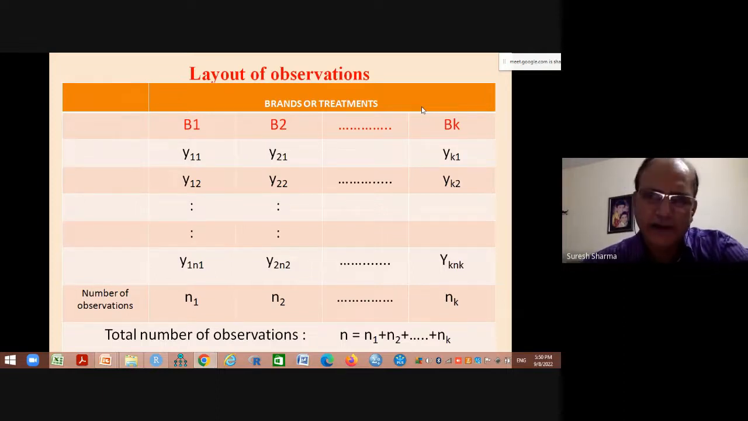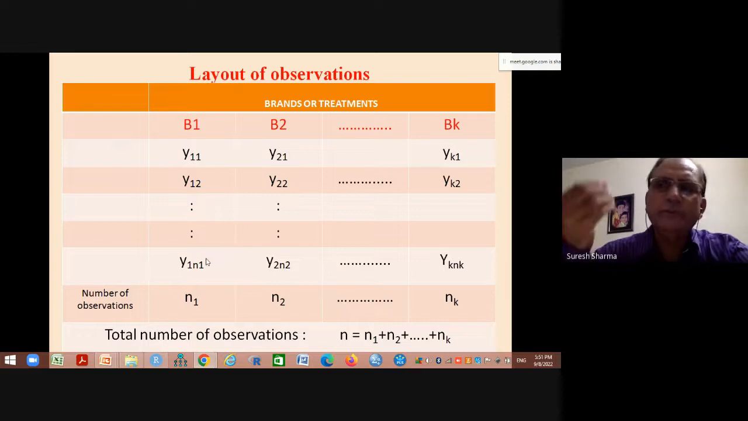Why do we choose that brand? Because that brand is considered to be a good brand. It is having the maximum life length. Yes or no? Right? So these are brands. Brand number 1, brand number 2, K number of brands available in the market. Now, let's say I take N1 number of tubes from brand number 1 and put them on test.